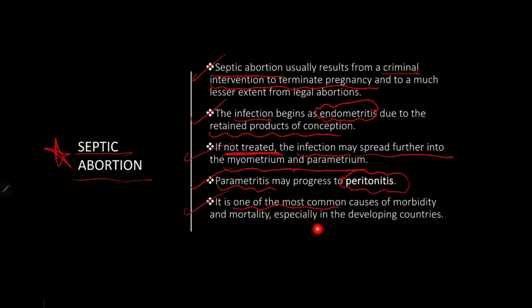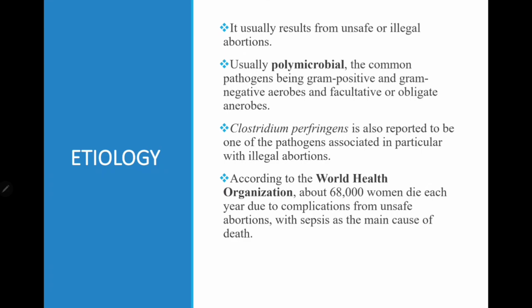It is one of the most common causes of morbidity and mortality, especially in developing countries. So, very important, it's going to be severe. It will start as endometritis, and if not treated, it will spread into the myometrium and parametrium, causing parametritis, which can progress into peritonitis, which is very bad. And that is why septic abortion is a very important cause of morbidity and mortality.